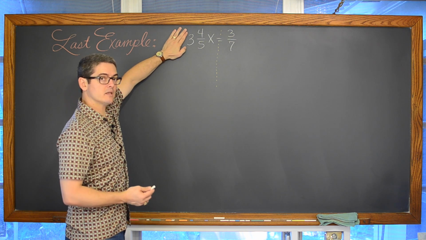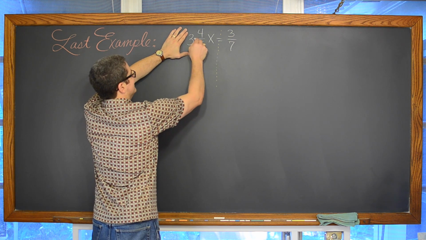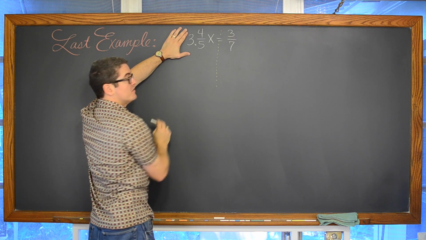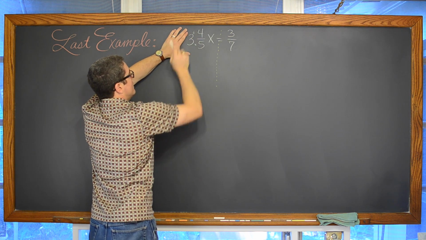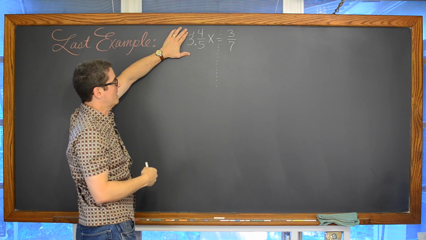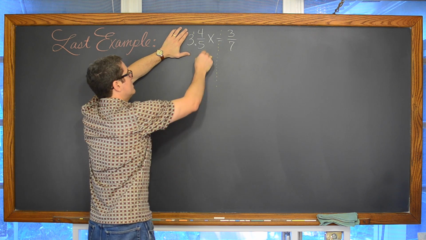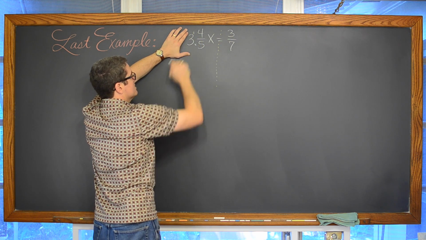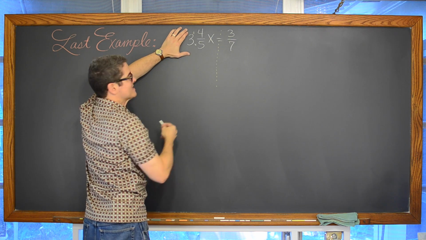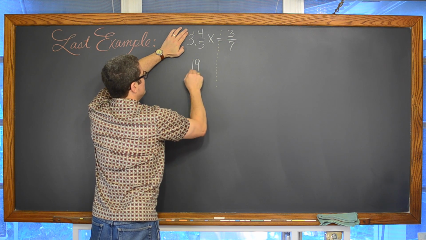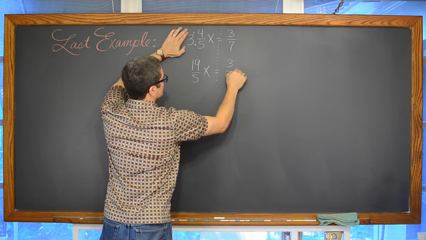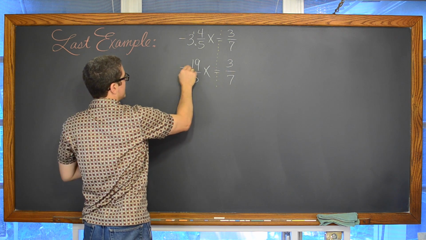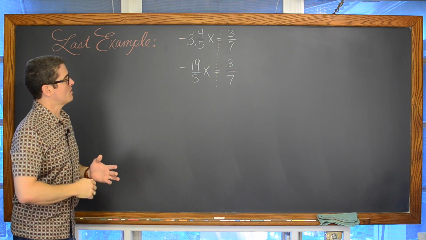We're going to ignore the negative there, and we're going to do 5 times 3, which is 15, and then we're going to add in that remainder, if you will, that we would have gotten if we were dividing, of 4. So 5 times 3 is 15, plus 4 is 19 over 5 times x is equal to 3 over 7. But now don't forget that negative, and this is what we are solving for.